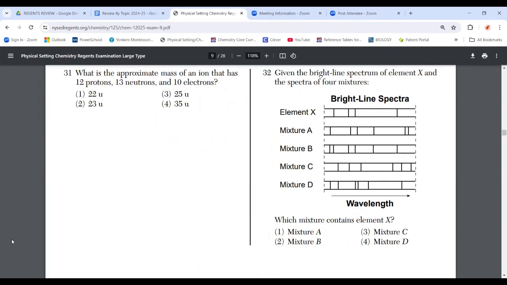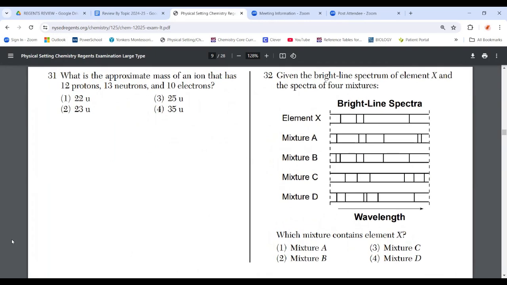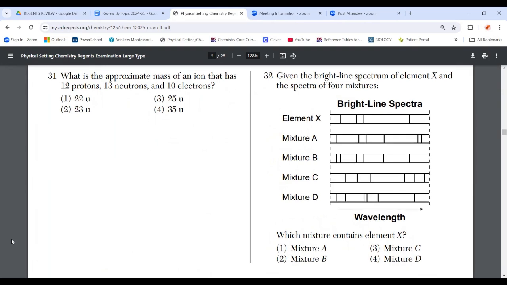All right, so given the bright line spectrum, how do I know that this is the topic of atomic theory and structure? Now we're talking about bright line spectrum. Bright line spectra are directly related to where electrons are on an atom, right? What energy levels they are in. That is considered part of the atom's structure, the way it is put together. Bright line spectra are produced specifically because atoms have electrons that are in different locations.